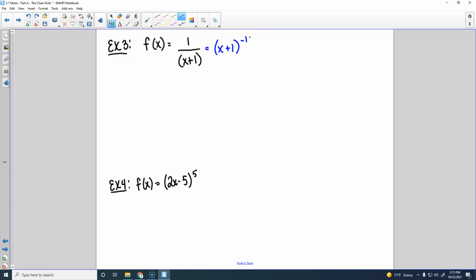Because this is on the bottom, it has a, yeah. So this is still f of x. I haven't taken the derivative.